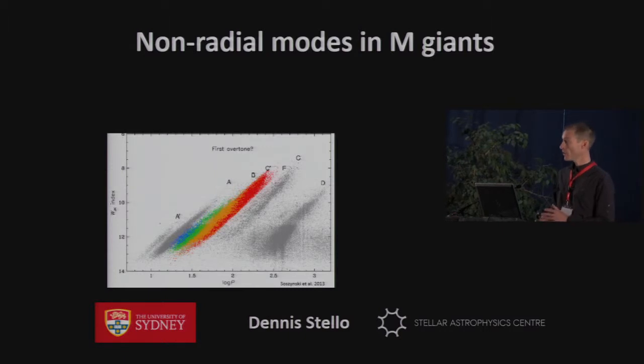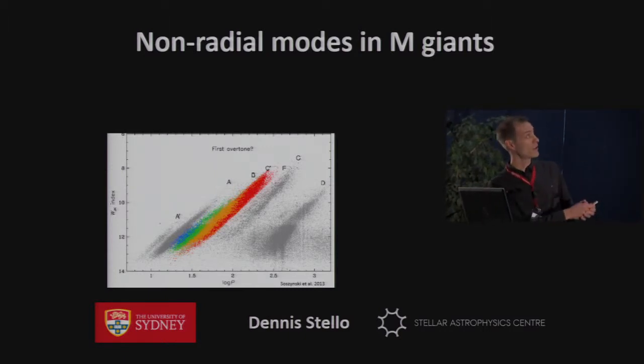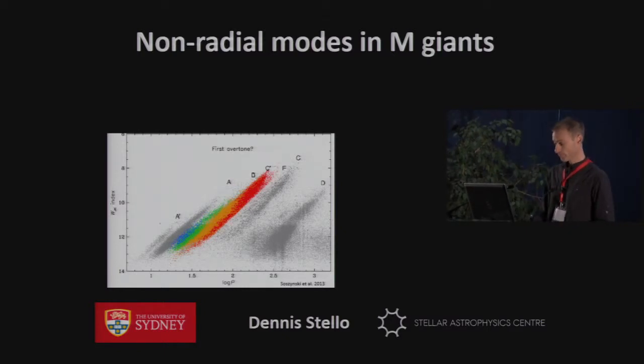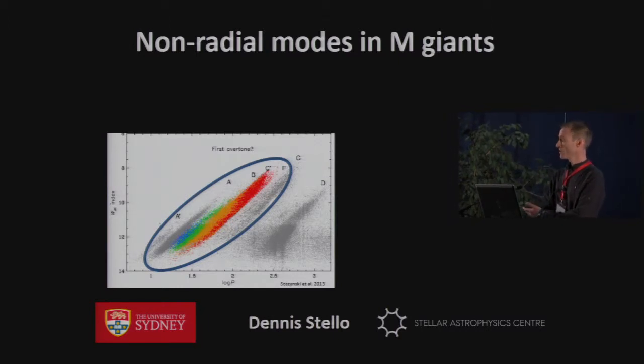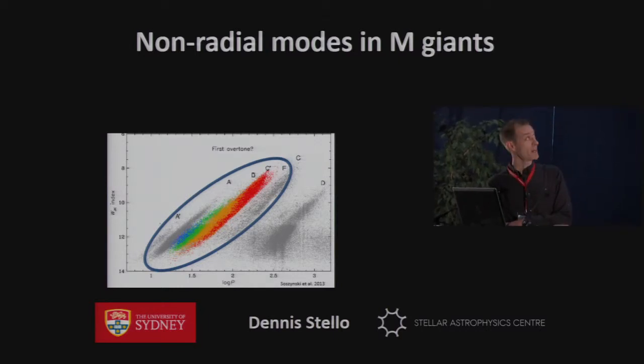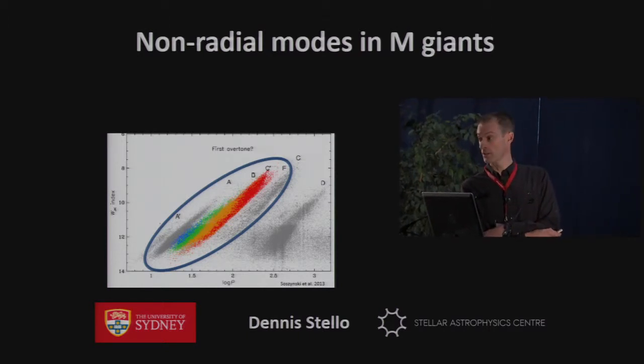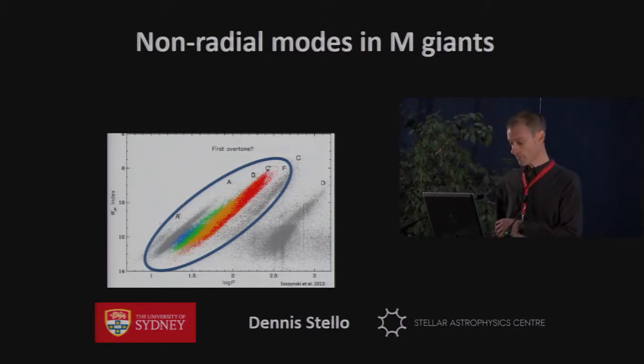And for a long time, we have known that those periods fall on certain ridges in this diagram. And most of these ridges are thought to arise from pulsations, fundamental and overtone modes. But all along, there has been quite some discussion on the actual radial order of each of these ridges.